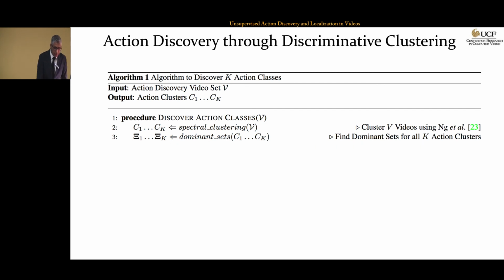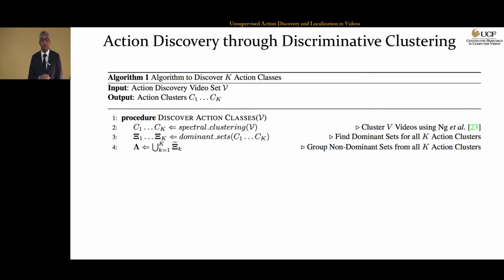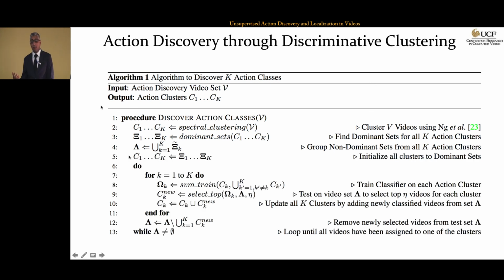Once we have these dominant sets selected from these spectral clusters, we group all the non-dominant sets that are left from the remaining clusters into lambda, as shown over here. Now once we have this, we come up with an iterative approach where we learn an SVM classifier. This SVM classifier uses the dominant set from each class as positive examples and the dominant set from the remaining classes as negative examples, and comes up with a classifier that discriminatively selects from the non-dominant sets and adds to the cluster itself. That is a way to refine and improve the clustering, and hence we get better action discovery results.